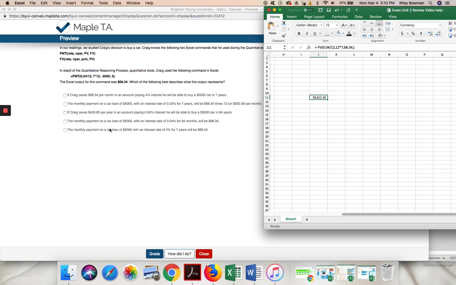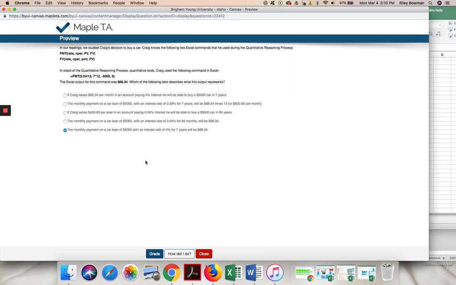The next one: the monthly payment of a car loan of $5,000, so far that's the same, with an interest rate of 4% for 7 years, will be 68.34. There we go. So that one has everything that we need on that one.